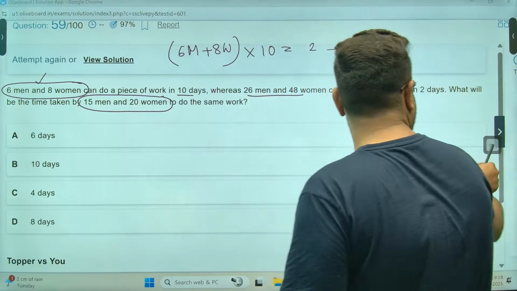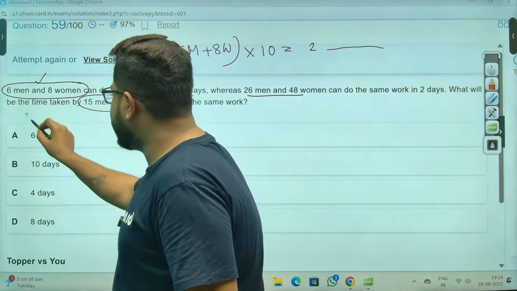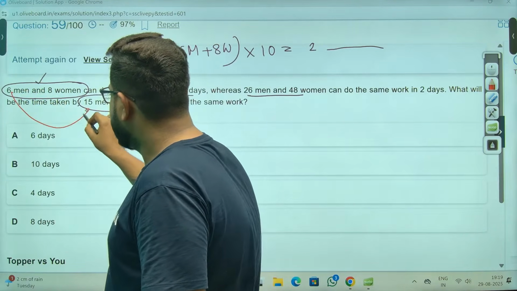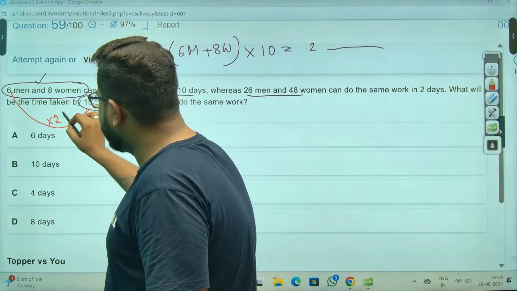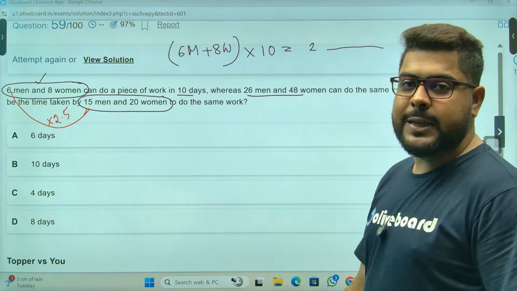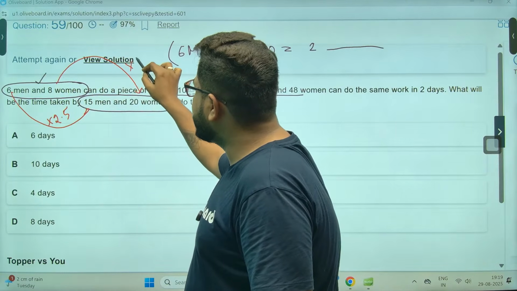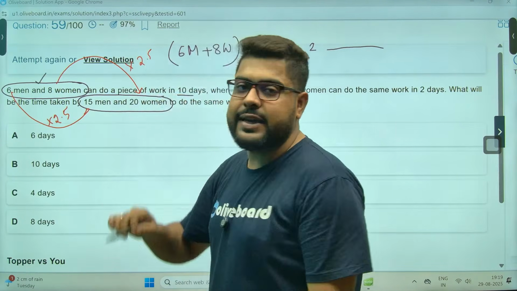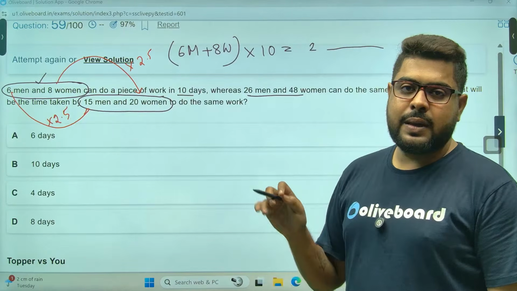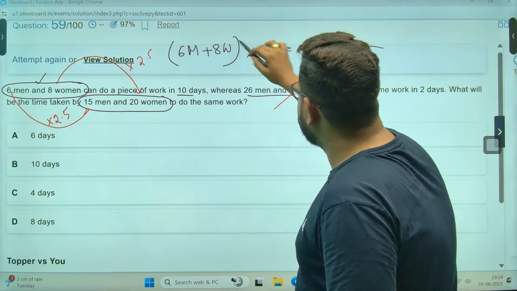6 twos are 12, into 2.5 you do. 6 into 2.5 is 15. And you see the same over here. 8 into 2.5 is 20. This is the shortcut. Meaning ultimately what happened? We don't need this. We don't need this.